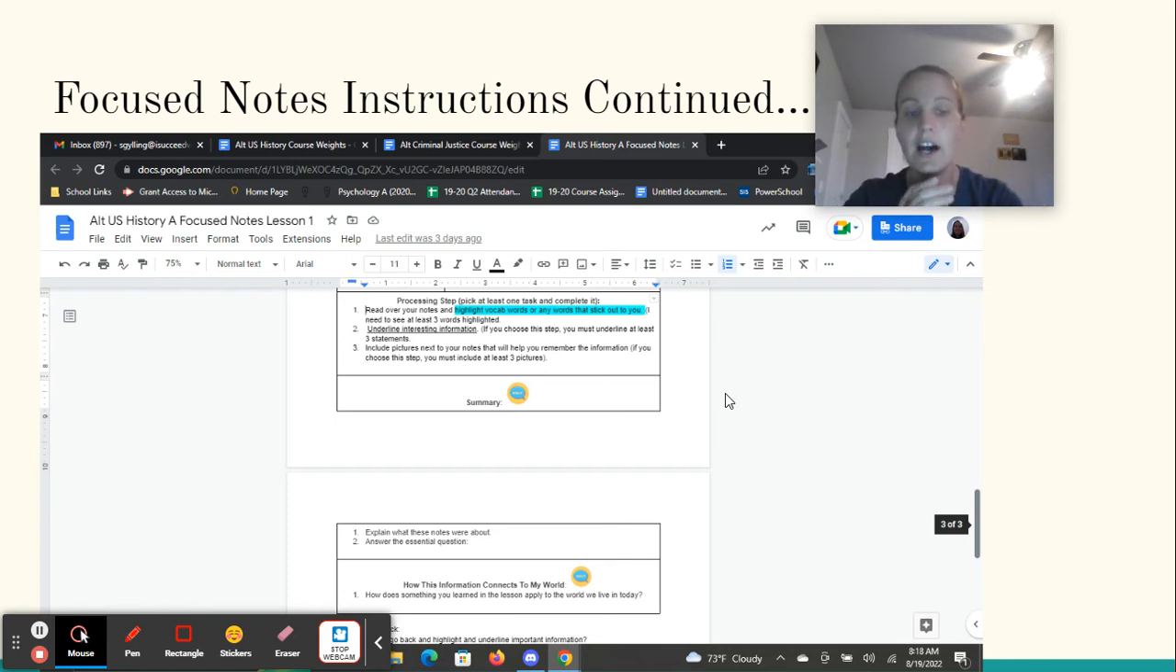The other option is to underline interesting information. So if there's something interesting in your notes, underline it. If you choose that step, make sure you underline at least 3 statements. The third option is to include pictures next to your notes that will help you remember the information. So if you choose to, find pictures to put next to them, make sure you're including at least 3 pictures, right? 3 is the magic number here.